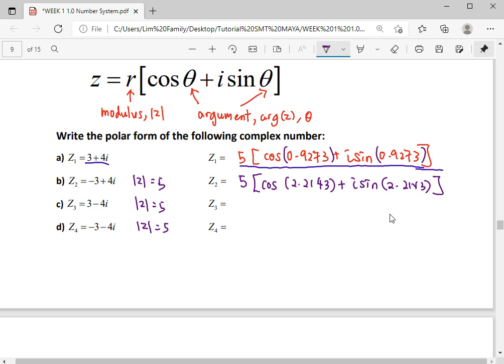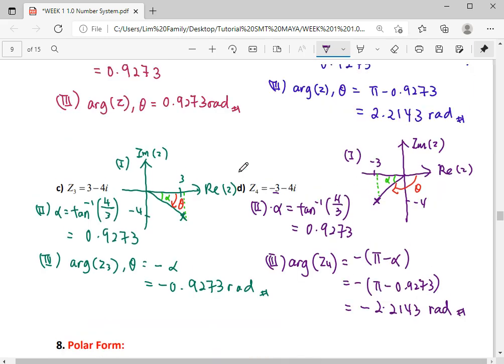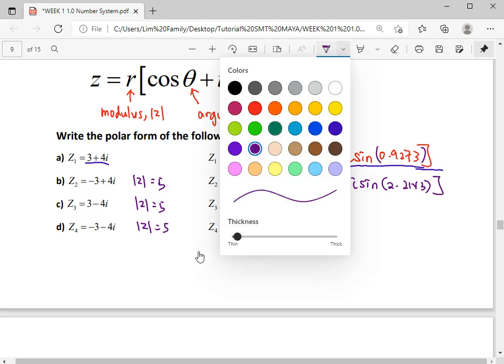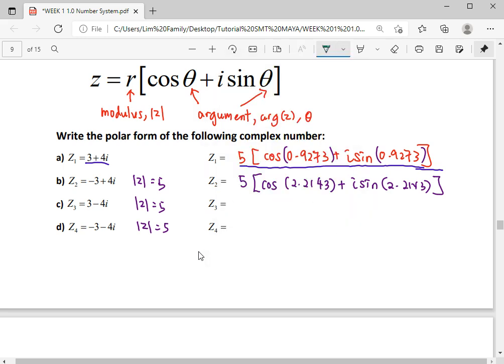But if you have a negative angle, for example 3 minus 4i, the answer of this is negative. So when I want to write it, I must put the bracket to indicate that what I am looking at in the bracket is the angle in negative. It's not the minus concept.